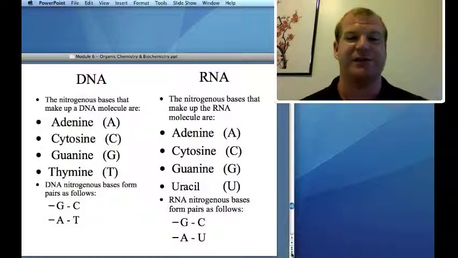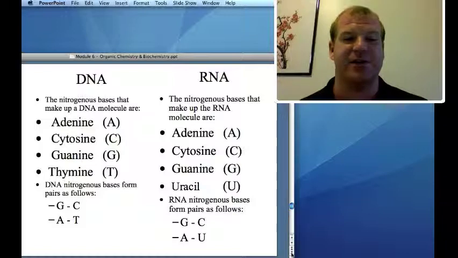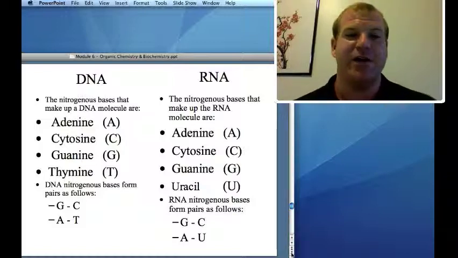So DNA has those 4, RNA has those 4. And with DNA, guanine will only pair with cytosine. Likewise, adenine will only pair with thymine. And the same thing is true with RNA, except adenine will only bond with uracil. Now, the reason being is hydrogen bonding.